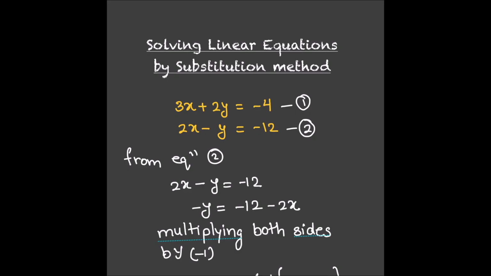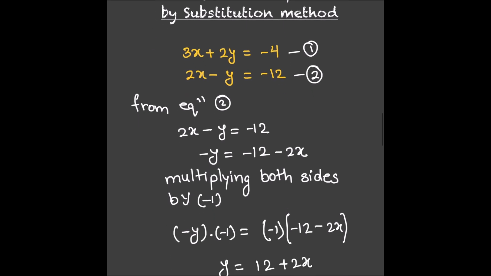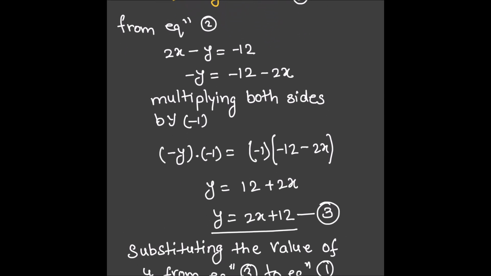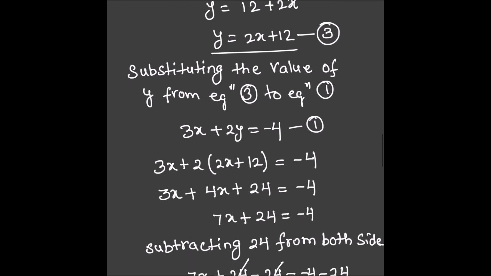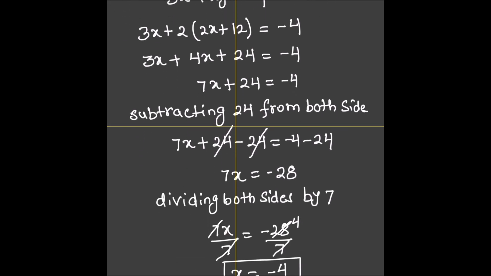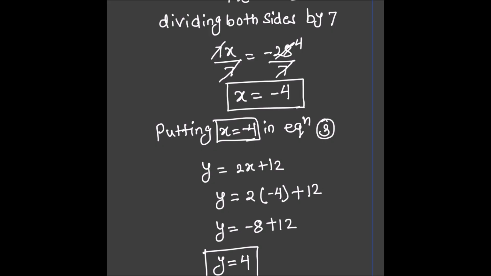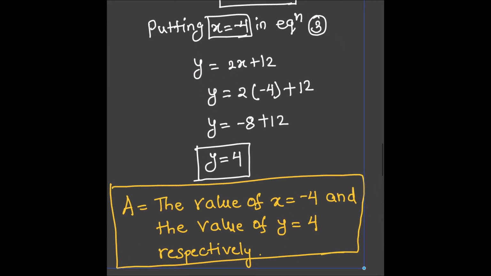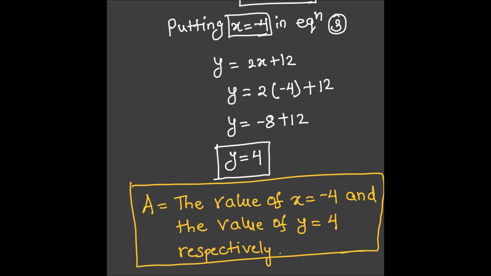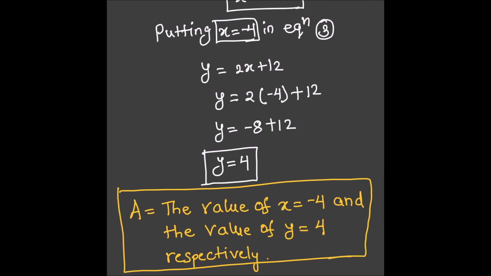Here, by solving the linear equation by the substitution method, we find the value of one of the variables from any of the equations. Here we found the value of y, and we substitute the value of that variable in the other equation, solve and find the value of the other variable, and then we can put this value in any of the equations to find the value of both the variables. So this is how we solve these kinds of equations by the substitution method.